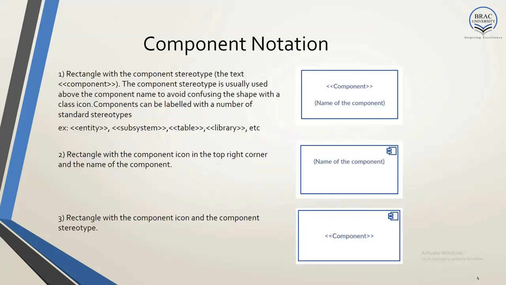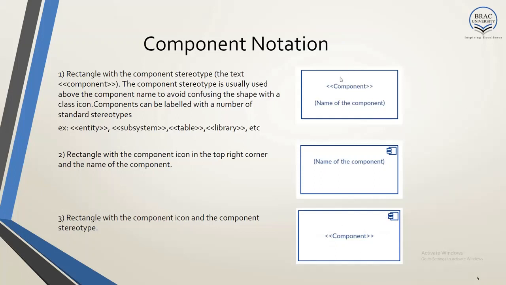Okay, now let's look at some component notation, how we represent each component within a system. In the first type of notation, there is a rectangular box, and within the rectangular box there is a stereotype, which is what we call something written within two angle brackets, and underneath that there is the name of the component. So that is the first type of notation. In the second type of notation, there is a component icon and the name of the component, and in the third type of notation there is the component stereotype and the component icon.